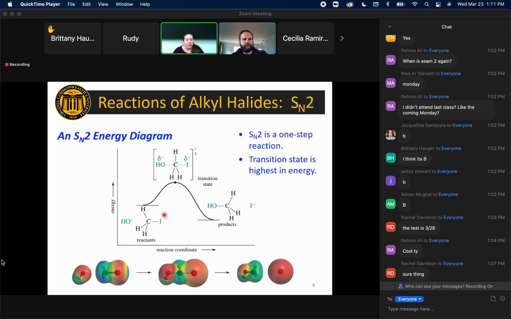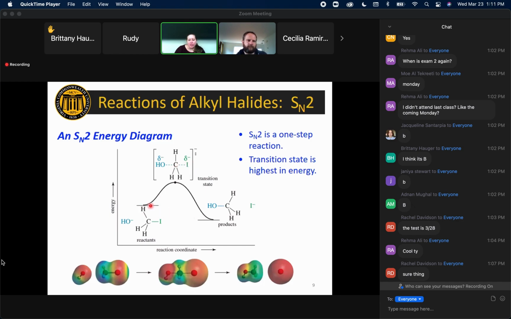But first I want to show you an energy diagram for the SN2 reaction. I showed you guys this on Monday also. The key features here are that there's only one mountain, right? We're going to go from some reactants directly to some products through a transition state that has partial bond formation and partial bond breakage.